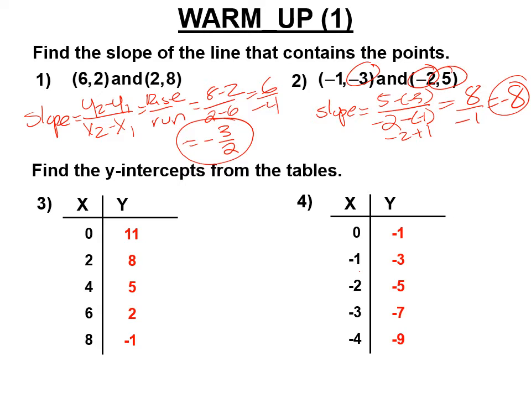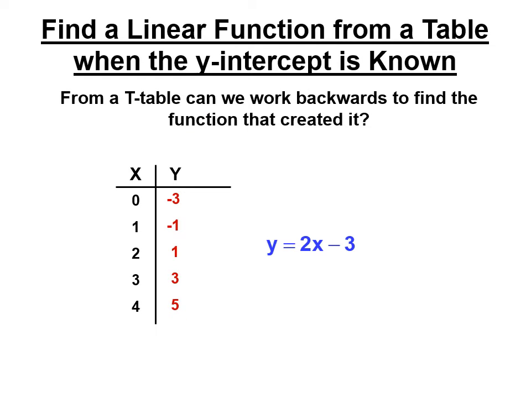Okay, here, find the y-intercepts from the table. Well, where is the y-intercept? It's got to be the one with x equal to 0. That's the y-intercept. So these were some sample points from a linear function. And so where's the other y-intercept? Right there, right? It's the point 0, negative 1. That means that line crosses the y-axis at 0, negative 1. If it starts with 0 and it's part of a line, it's a y-intercept.